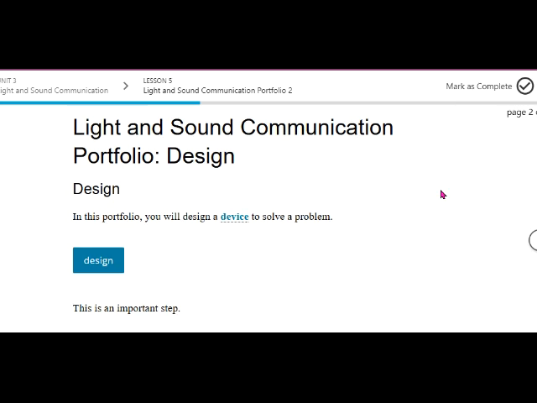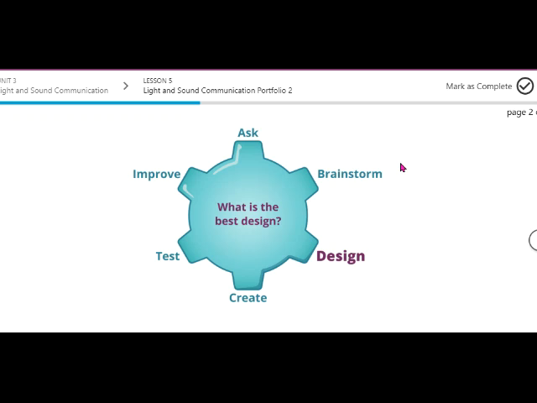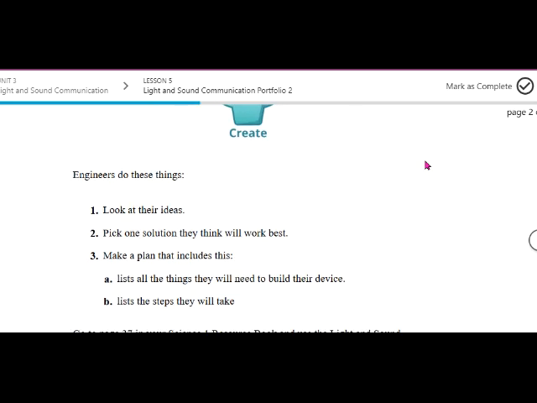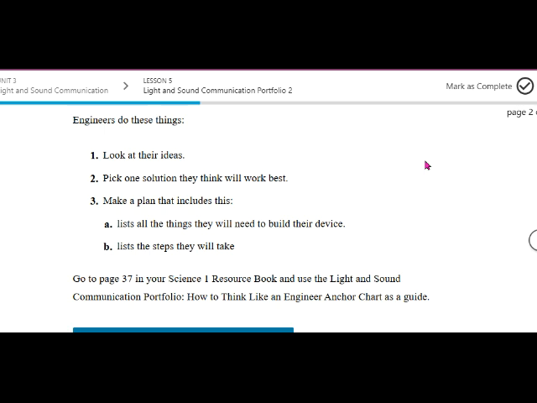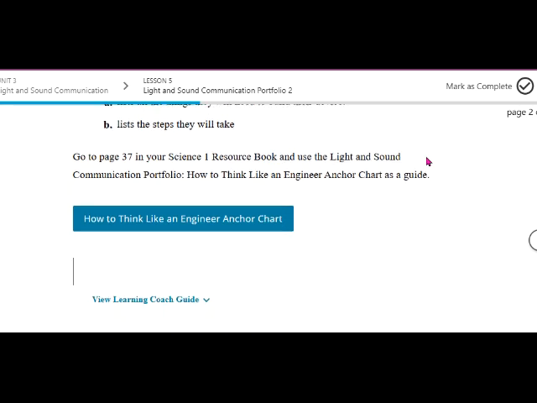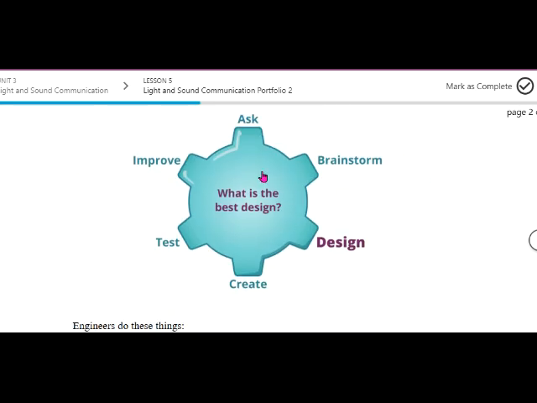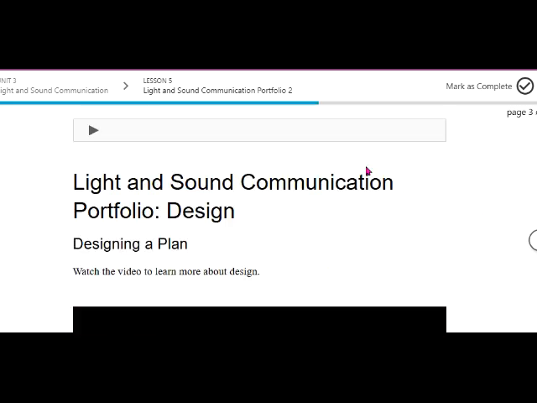In this portfolio, you will design a device to solve a problem. This is an important step. It's the next step in the engineering process. Remember, engineers do these things. They look at their ideas. They pick one solution out of all their brainstorming that they think will work best. They make a plan that includes the lists of all the things they will need to build their device and a list of the steps they will take. Remember, if you ever need to look at this design process again, you can click that anchor chart.